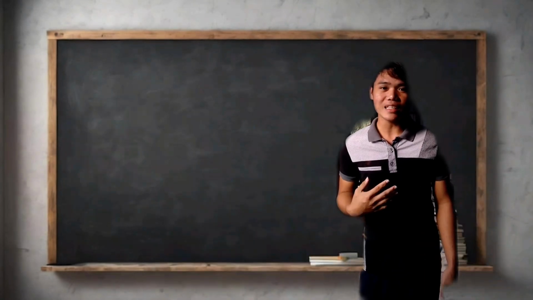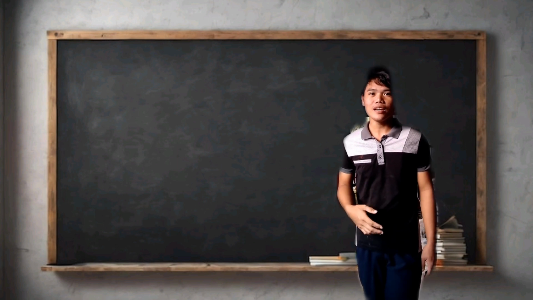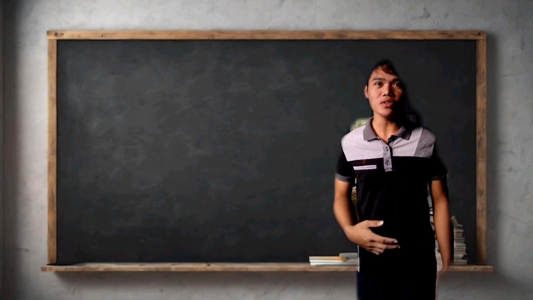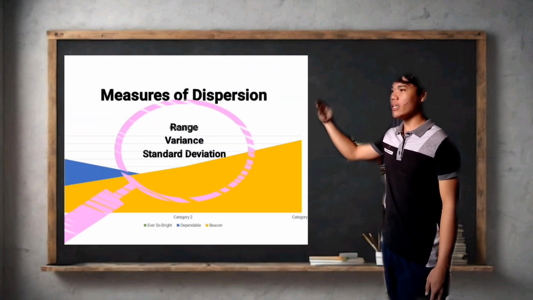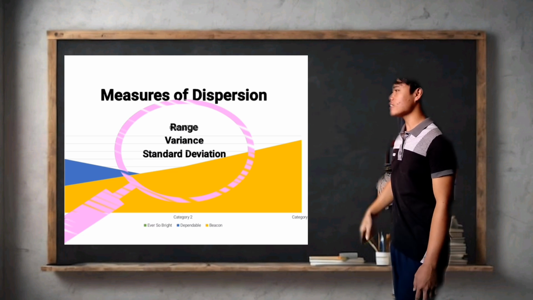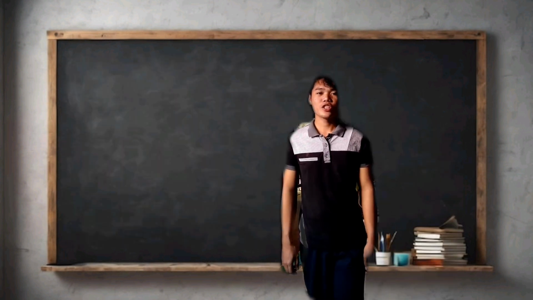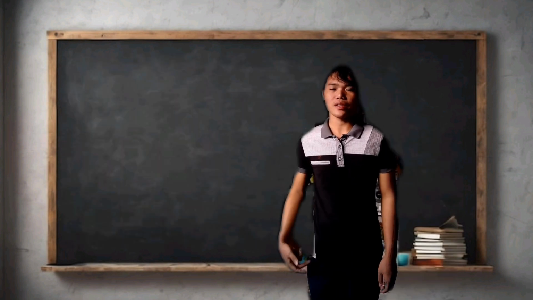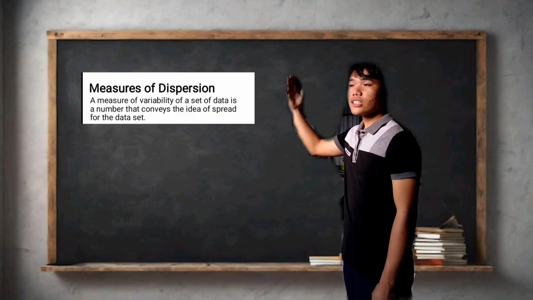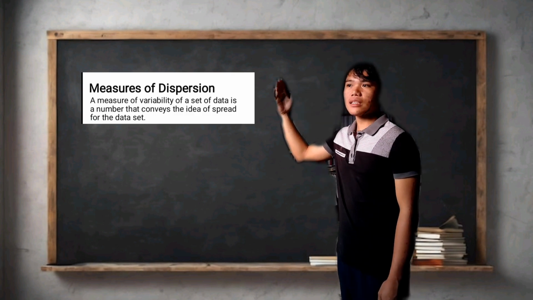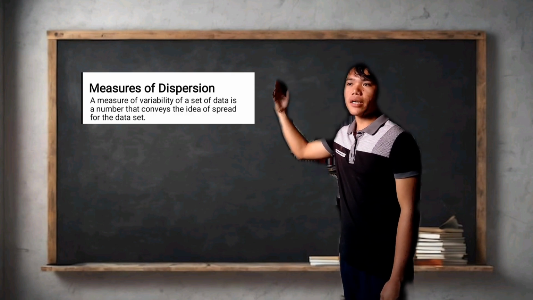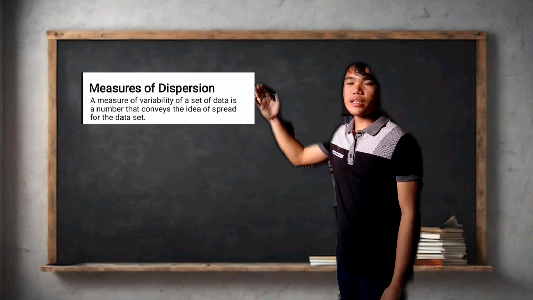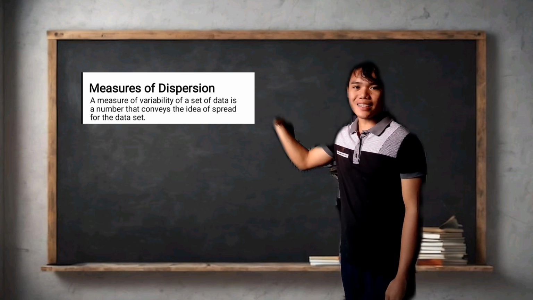Everyone, we are Group 2, and we tackled the topic in Mathematics in the Modern World about the measures of dispersion: the variance, range, and the standard deviation. So, what is a measure of dispersion? A measure of dispersion is the variability of a set of data. It is a number that conveys the idea of spread for the data set.